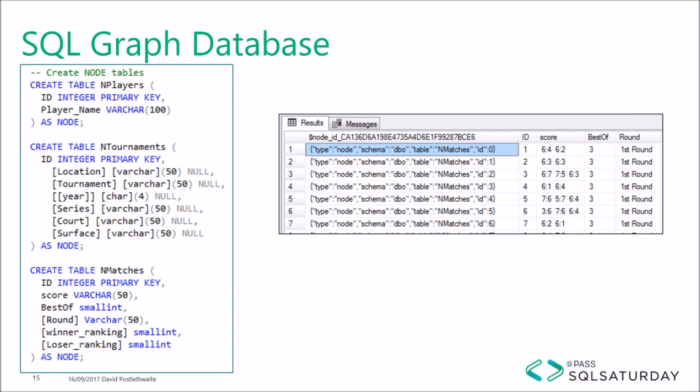Creating a node table is very straightforward. You simply add AS NODE to the end of the create statement. SQL will add an extra column to the table called $node_id_ followed by a unique automatically generated name. This node ID column is created as an nvarchar(1000), and it stores a unique ID of each row as a JSON statement. And a default unique non-clustered index is automatically created on that node ID column.